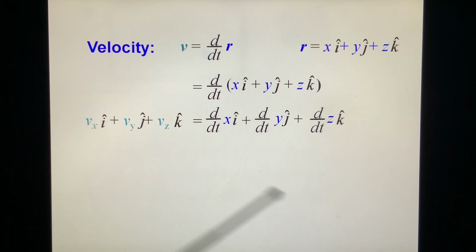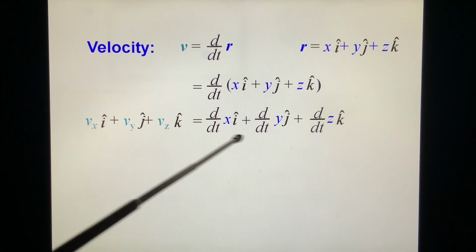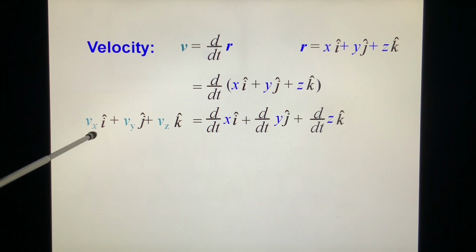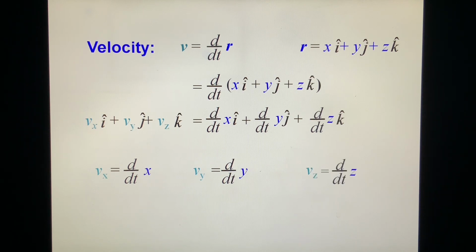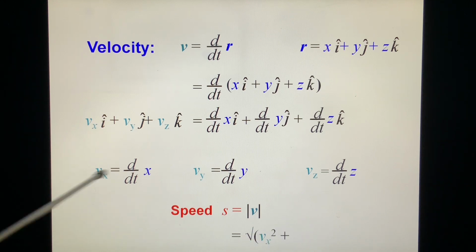We compare these two, in front of i, in front of j, plus k, and we find vx equals dx dt, vy equals dy dt, vz equals dz dt. This is exactly similar to the one-dimensional situation, v equals dx dt. And the speed is the magnitude of the velocity, v equals the square root of vx squared plus vy squared plus vz squared.